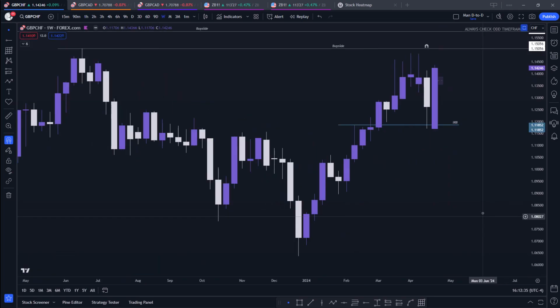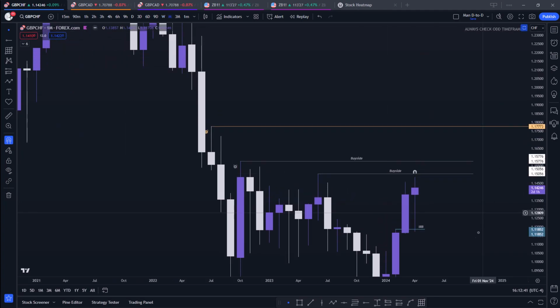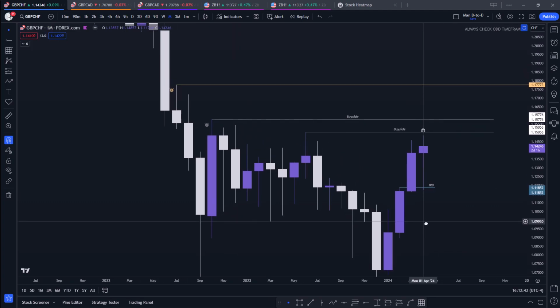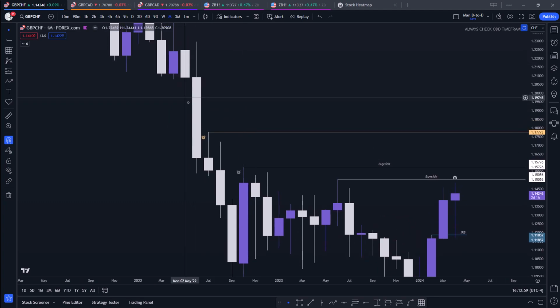Let's start with the weekly time frame. Actually, let's start with the monthly time frame. On the monthly chart, we can see that we got an immediate rebalance. An immediate rebalance is a type of move that happens in the market where price is going to quickly and very aggressively move to the target that we have. In this case, we have this buy side liquidity, we have that buy side liquidity, and then we have this inefficiency right here on the monthly perspective.